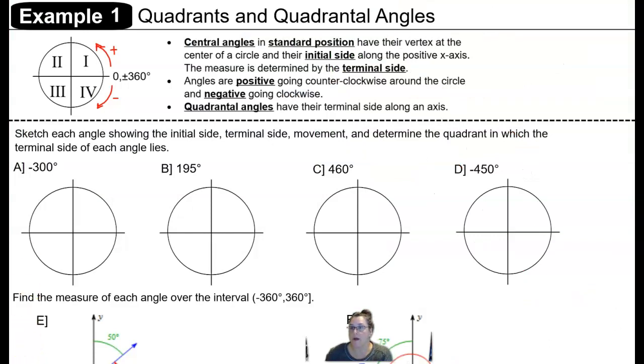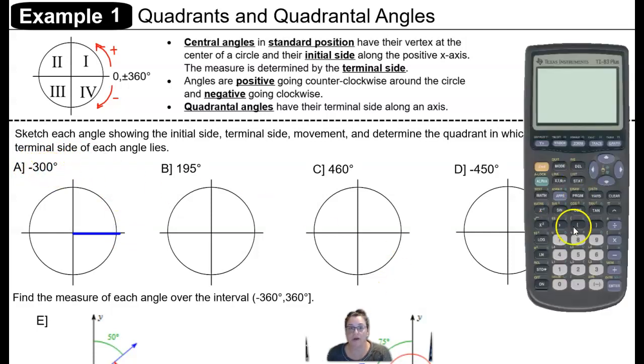In example 1, we're asked to sketch each angle showing its initial side, its terminal side, the direction of movement, and determine the quadrant in which the terminal side of the angle lies. So I'm going to start by sketching my initial side. And I want to sketch the terminal side at negative 300 degrees.